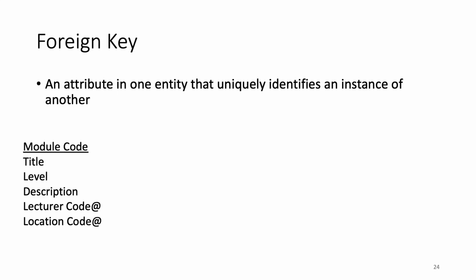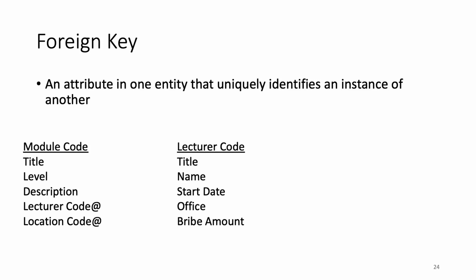And we identify these in most notation with an @ sign at the end. So here we have module code, and so on, lecturer code, location code. The lecturer code uniquely identifies the lecturer entity that's there, and the location code uniquely identifies the location that's there. So here we are storing in our first entity foreign keys, which in turn are primary keys in related entities, referencing other ones.